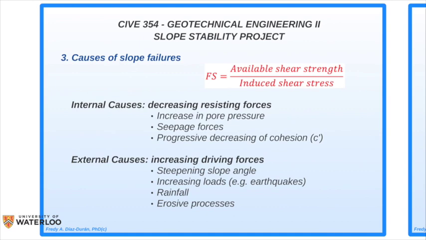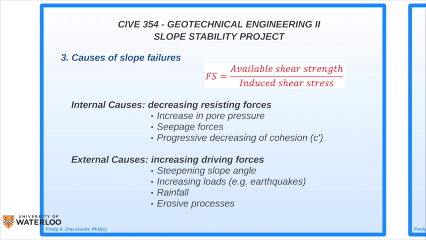Okay? So what are the causes of slope failures? First, something like 1 century ago, Dr. Fellenius presented the idea of the factor of safety. Factor of safety is defined as the available shear strength divided by the induced shear stress. If we think about that, the lower the factor of safety, the less stable the slope is. So there are internal causes and external causes.